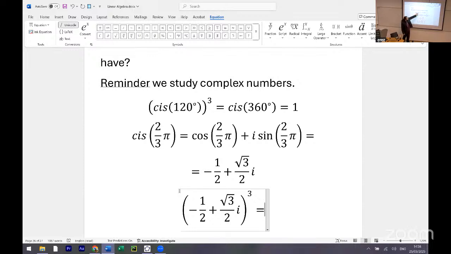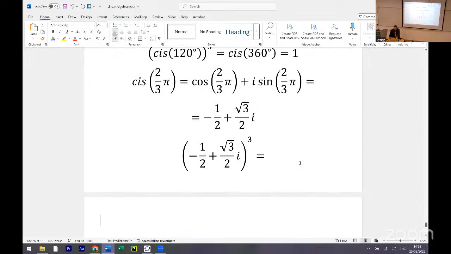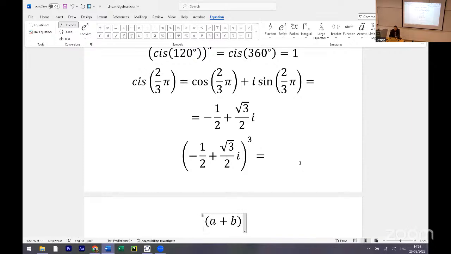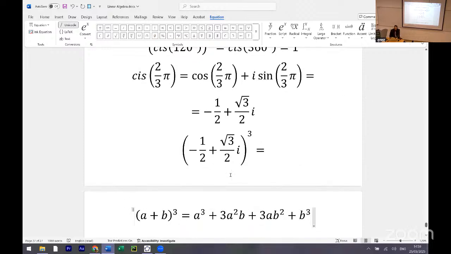I'm claiming that according to the Moivre law, cis 120 degrees cubed is equal to 1. Now I'm doing the very same calculation in the algebraic form. It must equal 1, right? But let's see if it happens. So remember that a plus b cubed is a cubed plus 3 times a squared b plus 3 times a b squared plus b cubed. Okay, so let's use it.